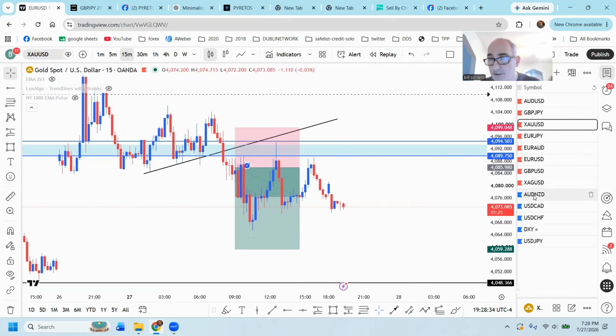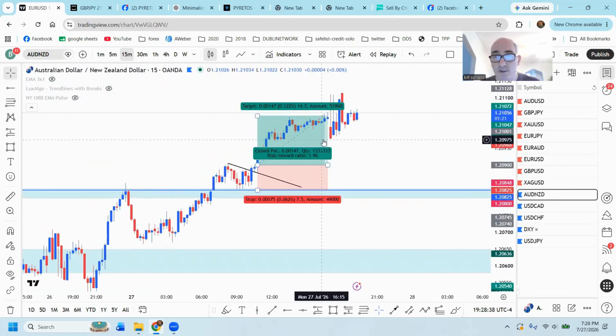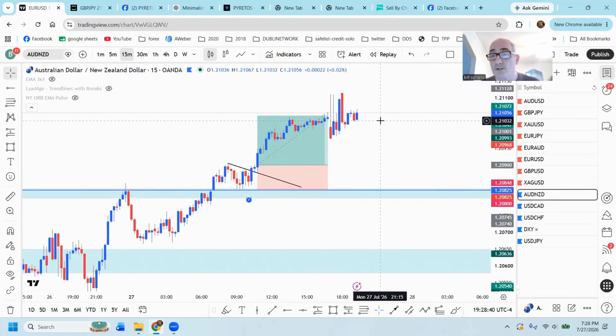Another trade was in AUD NZD. This one we're bullish on. This one did go all the way to our target. Okay, activation here, confirmed with the scanner.